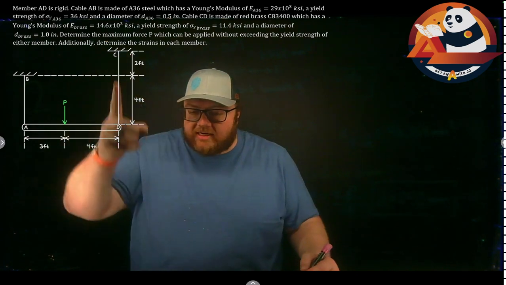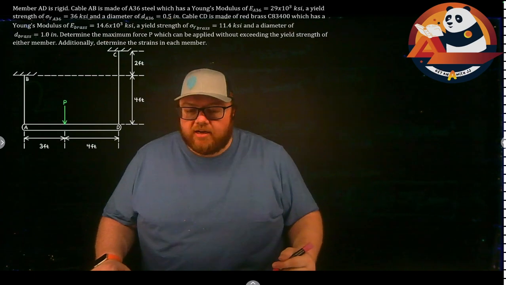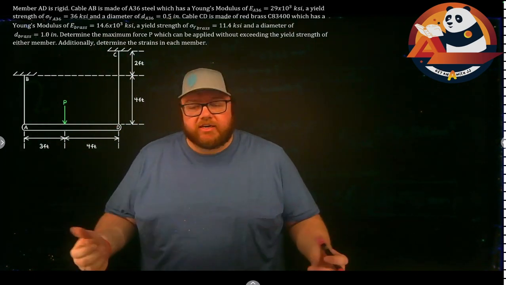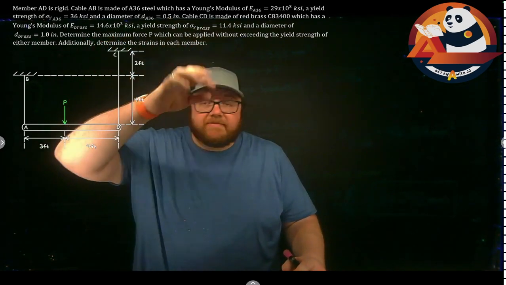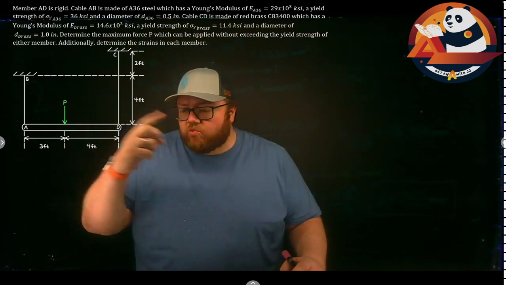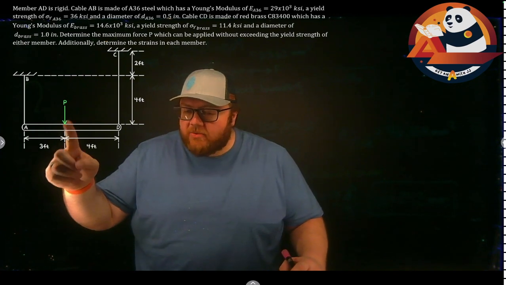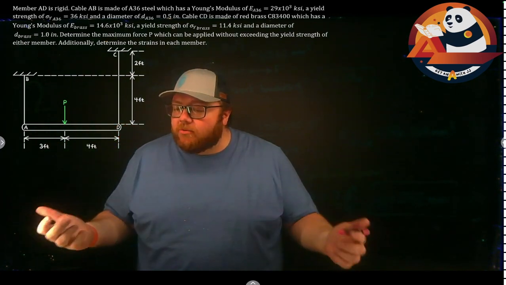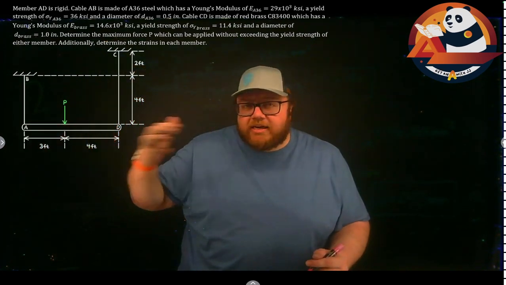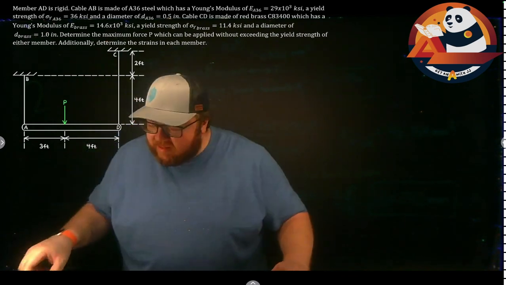We also have cable CD. It's made of red brass, C83400. It has a Young's modulus of 14.6 times 10 to the third KSI and a yield stress of 11.4 KSI. And our diameter over here is 1 inch. We're trying to determine what's that maximum force we could put on here without exceeding the yield stress of either one of these members. And then also we'll figure out what the strains in each member are at that point.